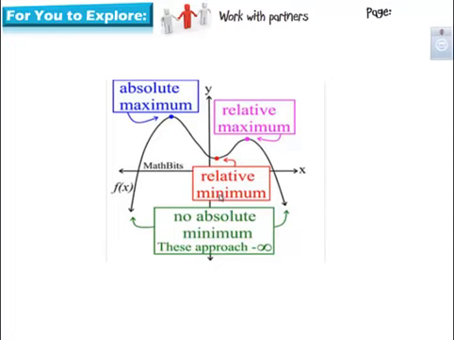This is called a relative minimum because this is not the maximum lowest point, because we see that we have these little arrowheads here, so that means that it continues to go down. So let's take a real quick quiz.